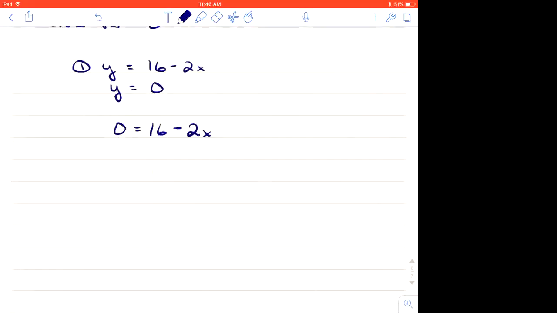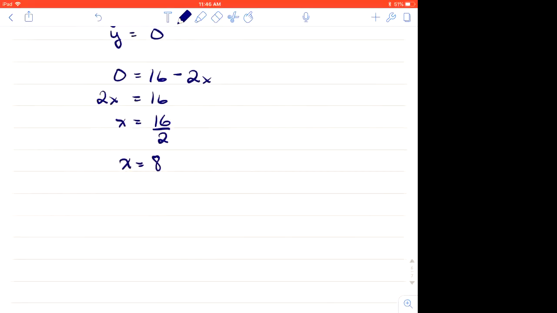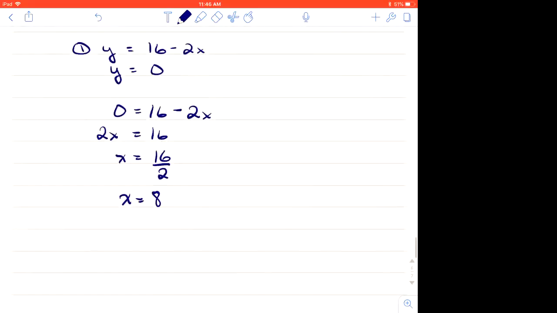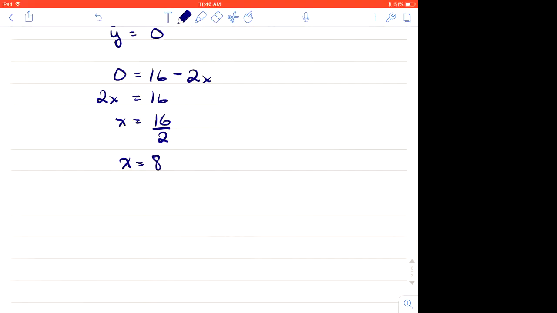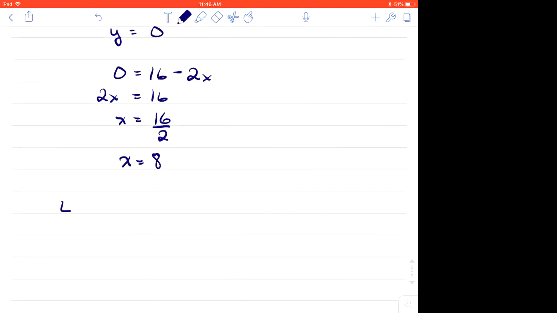Moving the 2x over to the left-hand side, I get 2x is 16, so x must be 16 divided by 2, so x must be 8. And we already know that y must be 0. So E is at x is 8, y is 0.